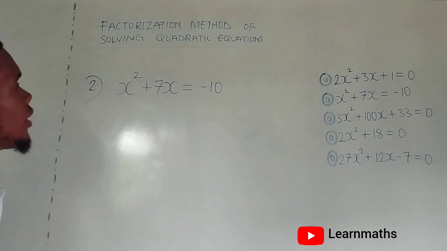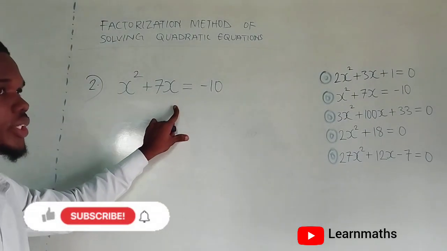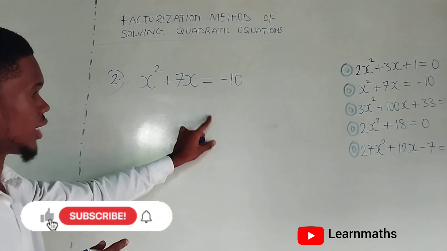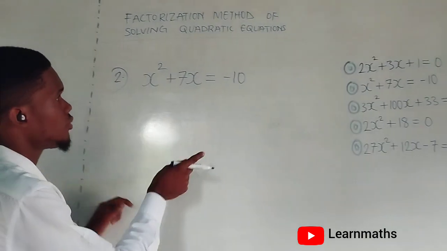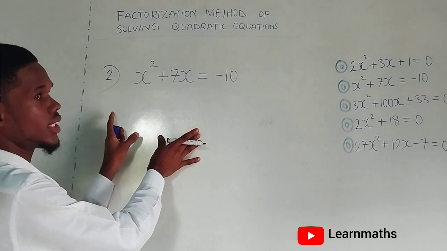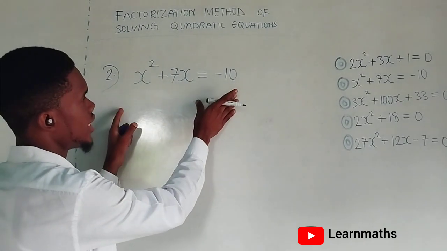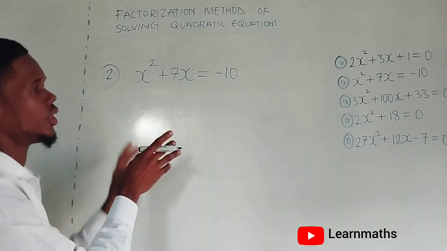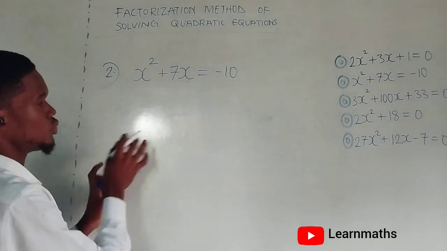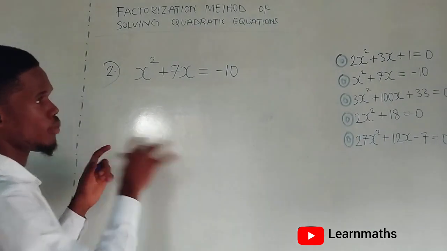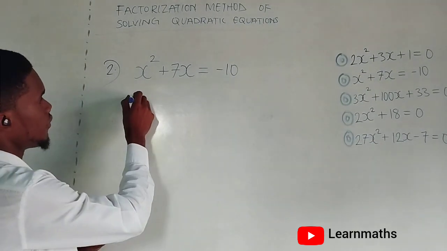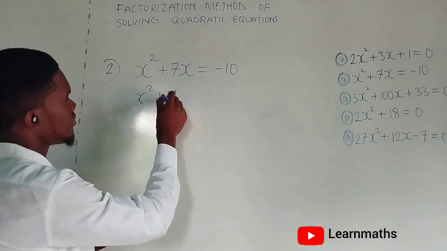Let's move over. Alright, so for the second quadratic equation, we are going to factorize this quadratic equation. Let's factorize it. Now what do we do first? Look at the arrangement of the quadratic equation. You have x squared plus 7x equals to minus 10. This is looking unusual, right? So this is what we are going to do: rearrange it to look like the normal form of a quadratic equation. We are going to have x squared plus 7x.